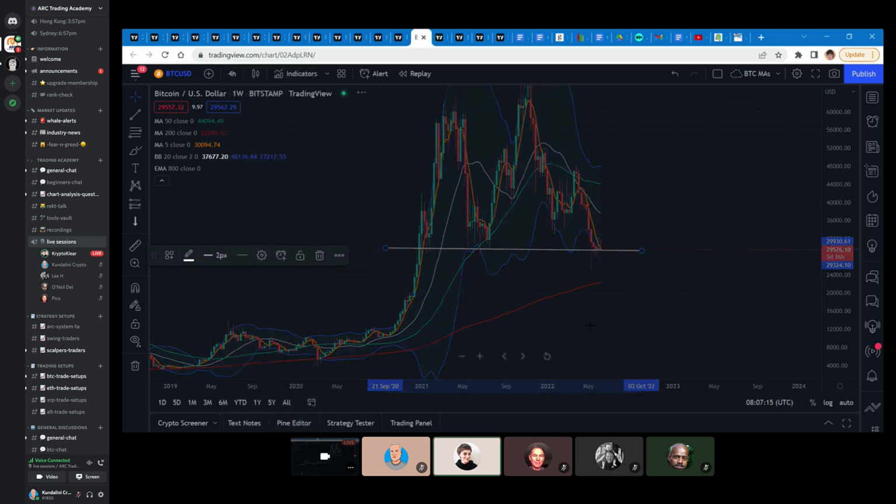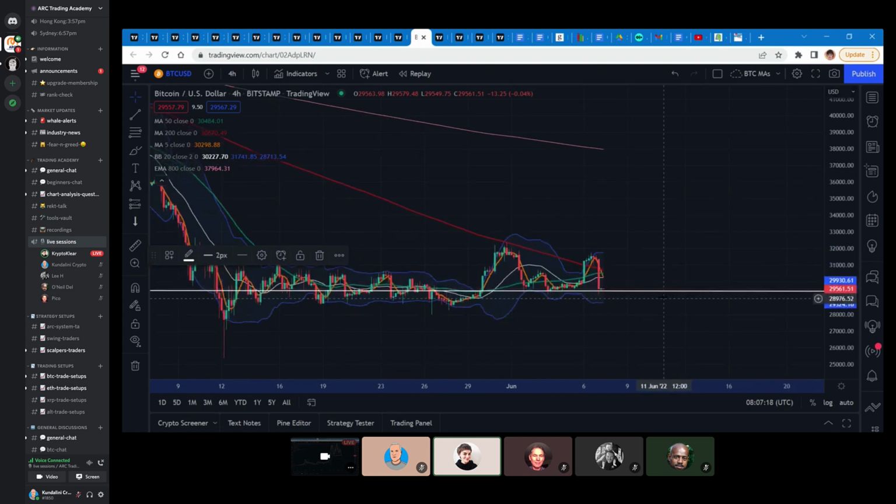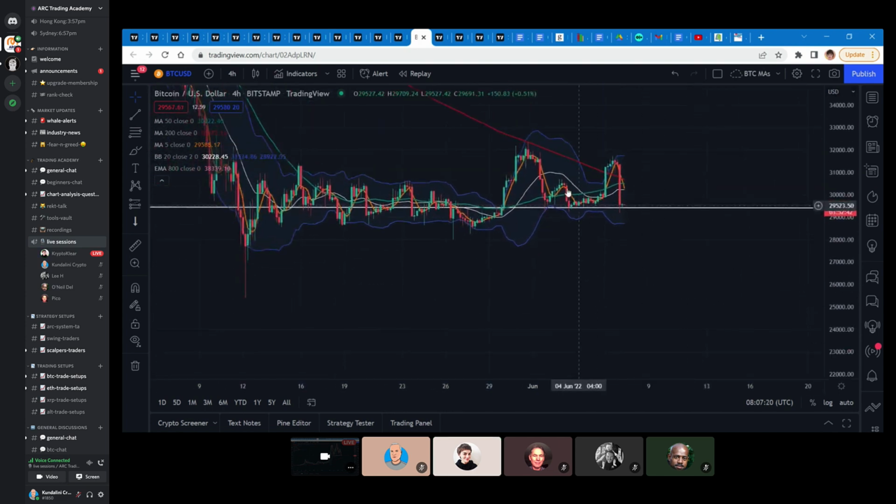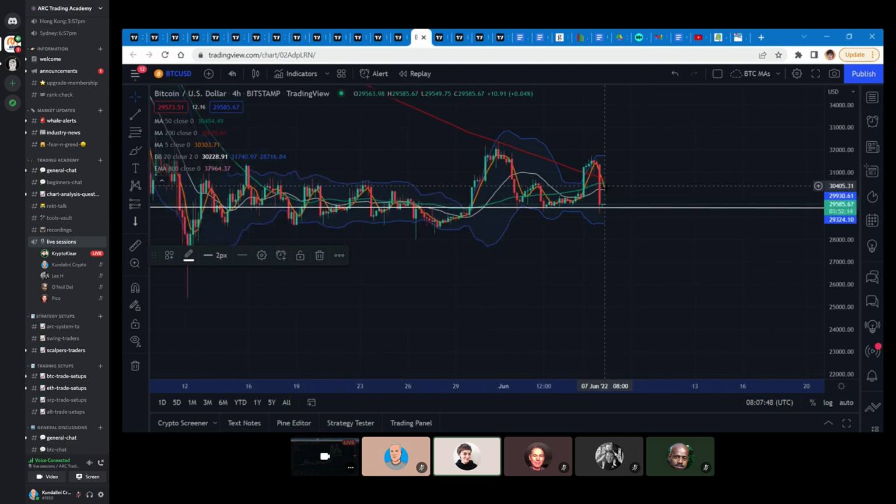On the 4-hour, in terms of MAs, we've lost the support of the 200. We've lost the support of the 50. We've lost the support of the 20. The only one that's holding us at the moment is the long-term support and resistance, 29.5, and below it we have the Bollinger, which is again a local support and resistance in this sideways channel. The 5 is turning down quite violently, and I think it's gonna do another push down.